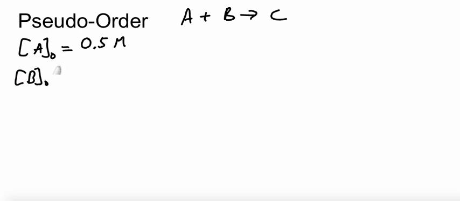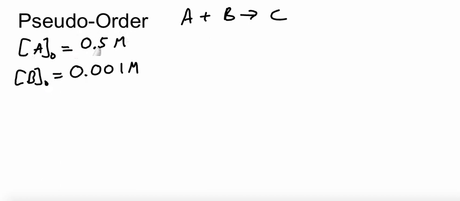How do you isolate those two effects? Well, one way of isolating those effects is using a trick called pseudo order. So suppose we ran the reaction where the initial concentration of A was equal to, say, 0.5 molar. And the initial concentration of B, B naught, was equal to 0.001 molar. So we can see that during the course of the reaction, we're going to eat up all the B and almost none of the A.